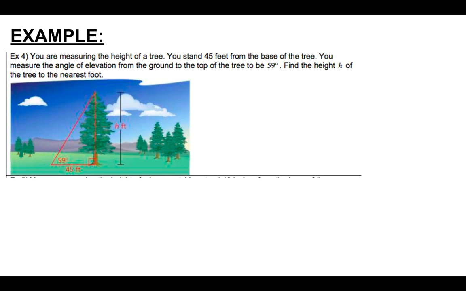Now I'm going to look at a word problem. You're measuring the height of a tree. You stand 45 feet from the base of the tree. You measure the angle of elevation from the ground to the top of the tree to be about 59 degrees. And now you want to figure out the height. So again, this is my theta.